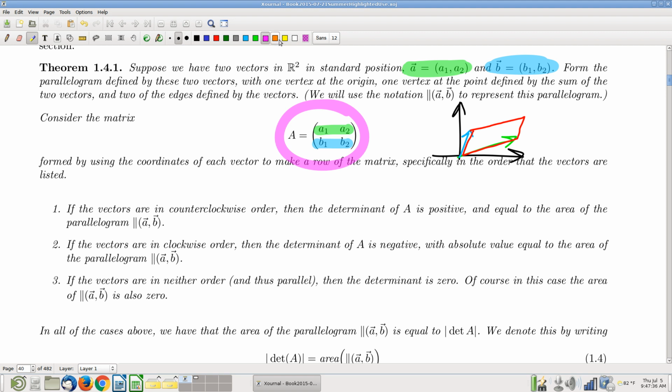These vectors, note that as I've drawn them here, this is a counterclockwise ordering. A counterclockwise order means that determinant will be positive, and vice versa. If the determinant is positive, it means you have a counterclockwise order. That is a shocking result. That seems way too simple.